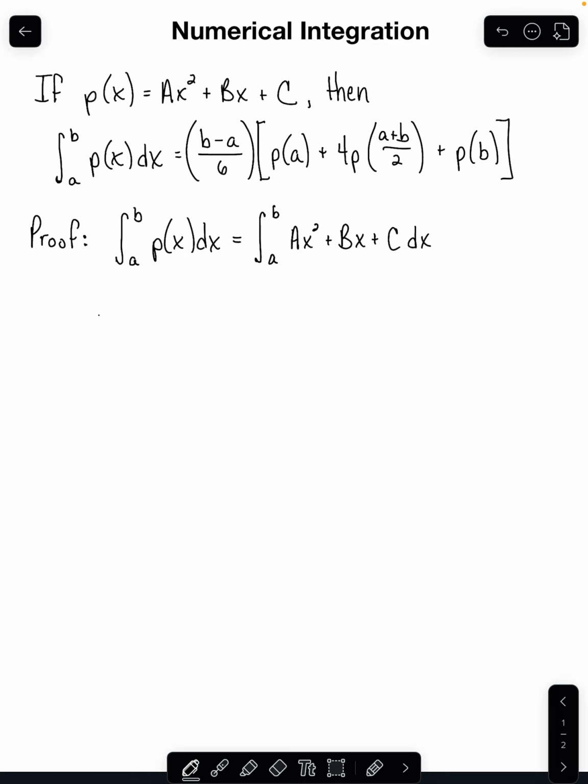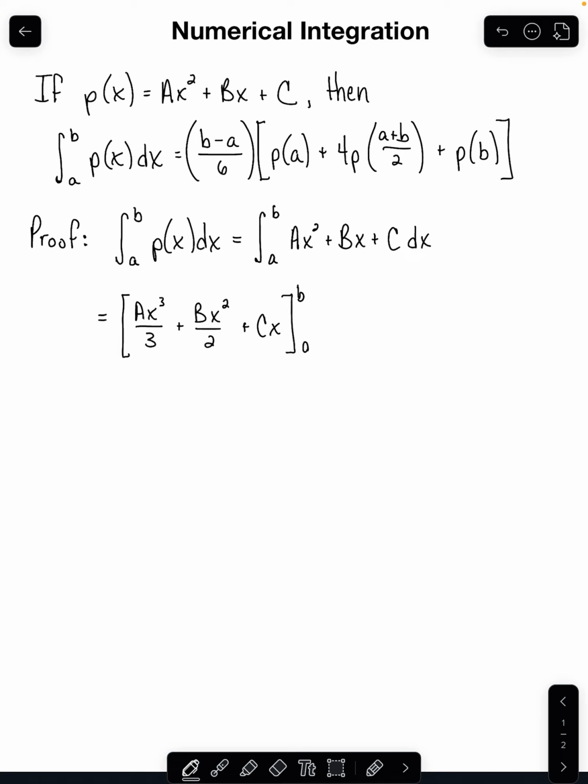So, to do a definite integral, we start with the antiderivative, which is easy enough to do. The big A is just a coefficient, so the antiderivative of x squared is x cubed over 3. The big B likewise is just a coefficient, so the antiderivative of x is x squared over 2. And then big C is just a constant, so its antiderivative is linear, big C times x.